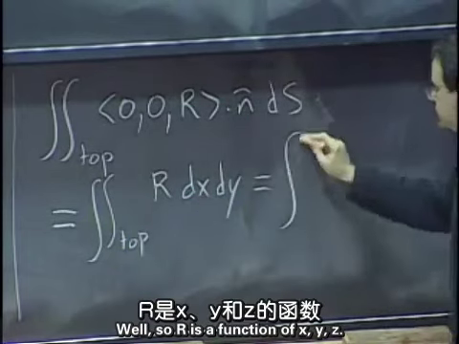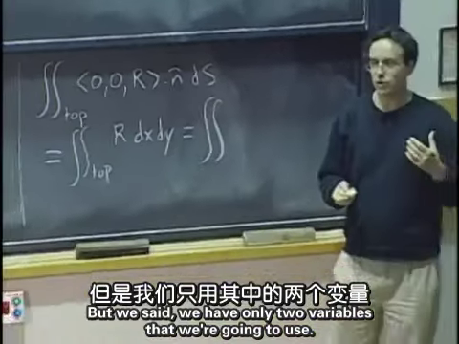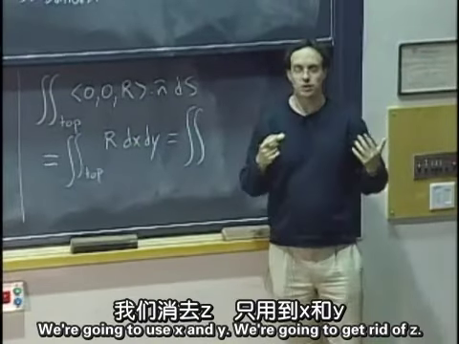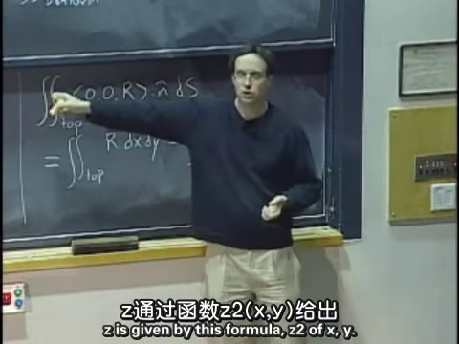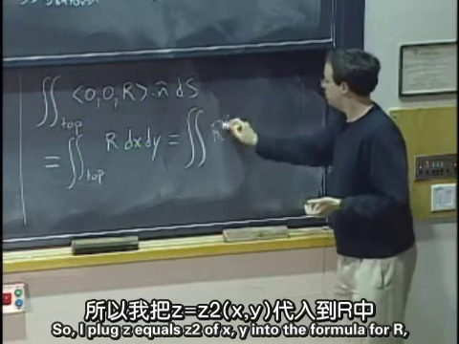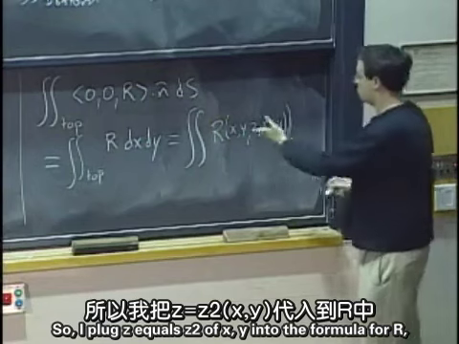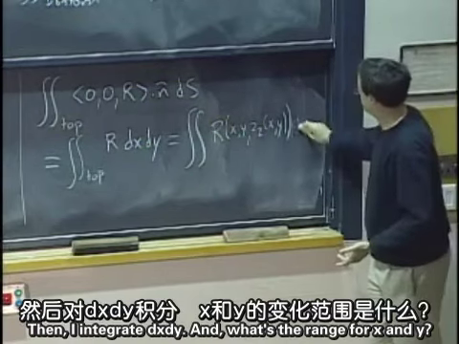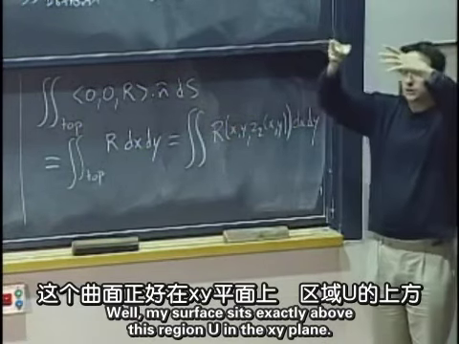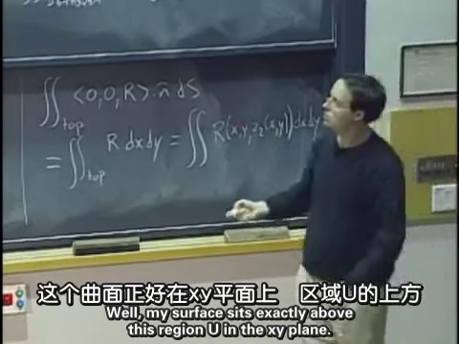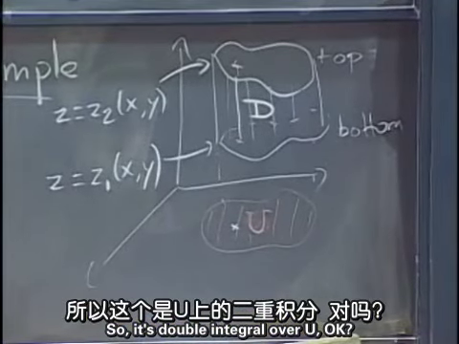Well, R is a function of x, y, z, but we said we have only two variables that we're going to use. We're going to use x and y. We're going to get rid of z. How do we get rid of z? Well, if we're on the top surface, z is given by this formula, z2 of xy. So I plug z equals z2 of xy into the formula for R, whatever it may be. Then I integrate dx dy, and what's the range for x and y? Well, my surface sits exactly above this region U in the xy plane, so it's a double integral over U.